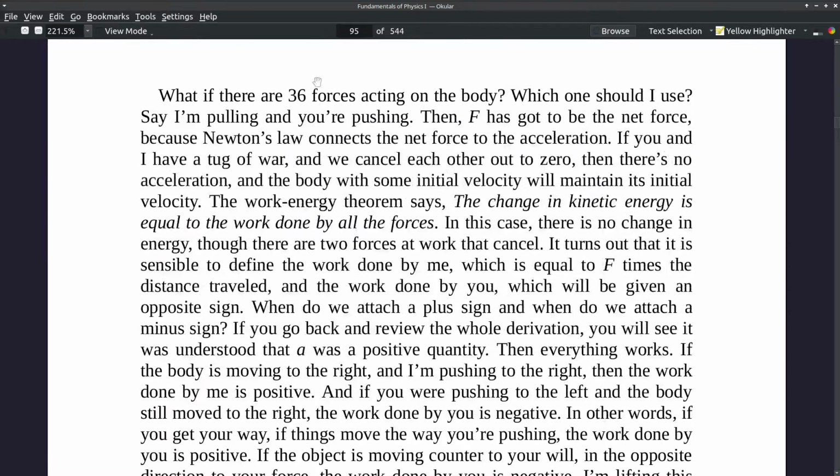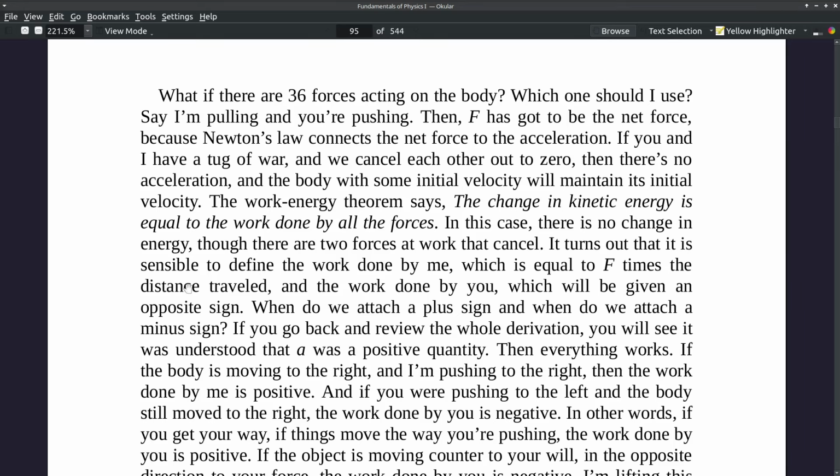What if there are several forces acting on the body? Which one should I use? Say I'm pulling and you're pushing. Then F has got to be the net force, because Newton's law connects the net force to the acceleration. If you and I have a tug of war and we cancel each other out to 0, then there's no acceleration, and the body with some initial velocity will maintain its initial velocity. The work energy theorem says the change in kinetic energy is equal to the work done by all the forces. In this case, there is no change in energy, though there are two forces at work that cancel.